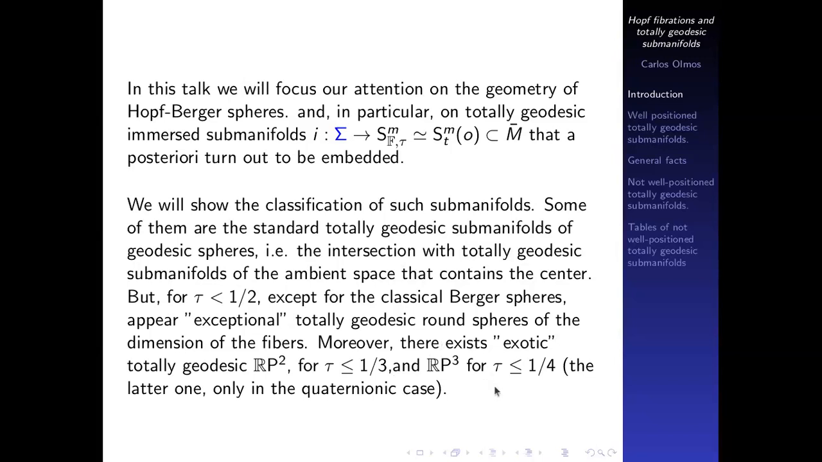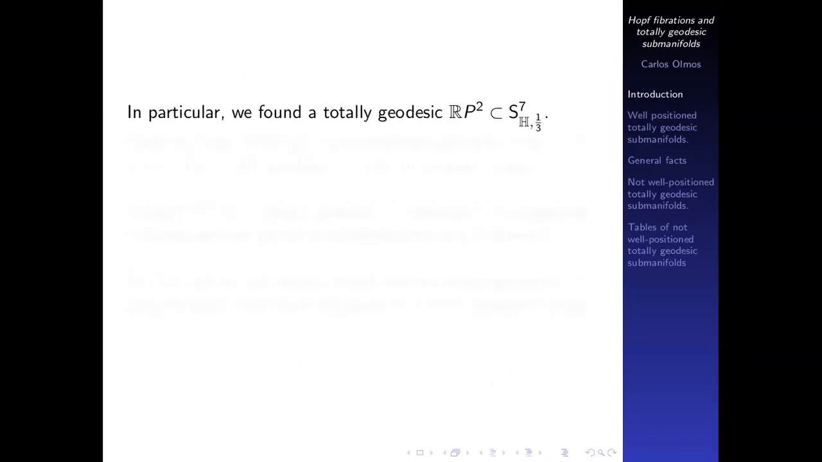It was surprising. In particular, we found a totally geodesic RP2 in the Hopf-Berger 7-sphere, the quaternionic 7-sphere with tau equal to 1/3.